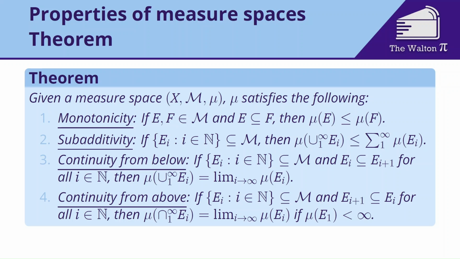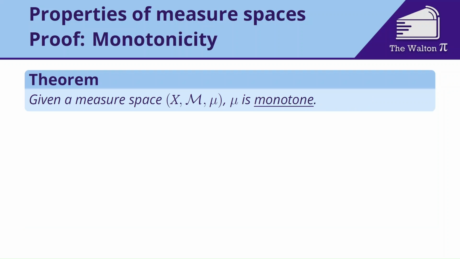Technically, this property will hold if we know that one of them becomes finite, but this property does not hold in general if we don't have mu of E_1 being finite. So that's the property of continuity from above.